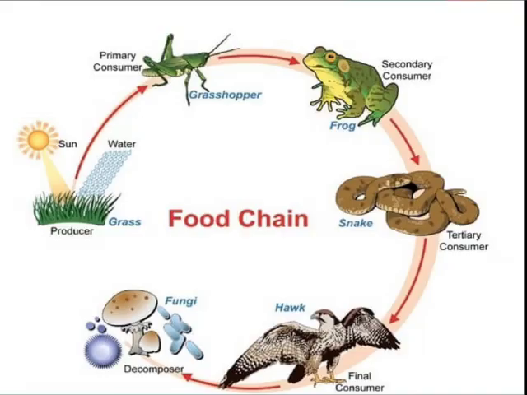Next, in this picture we can also see a food chain. The food is transferring from producer, that is grass, to the primary consumer, to the secondary consumer, to the tertiary consumer, to the top consumer, and finally decomposers can also take the energy from all these factors when they will be in the condition of dead and decaying organic matter. So this is the flow of energy from one trophic level to another trophic level. So this is an example of food chain.